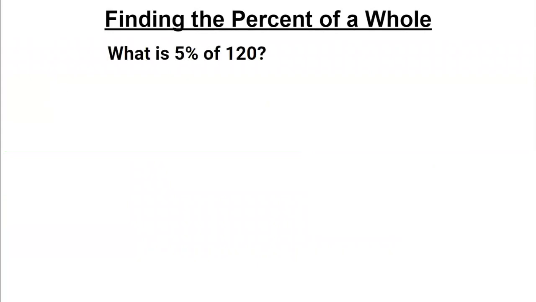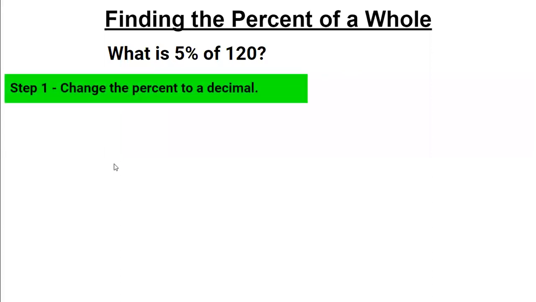So what is 5% of 120? Same 2 steps. Step 1, change the percent to a decimal. So we have 5%. The decimal is assumed to be after the number. And we have to go 2 places to the left. 1 spot, 2 spots. And we have to fill in our empty space with a 0. And now we put our decimal. So 5% is equal to 0.05 as a decimal.